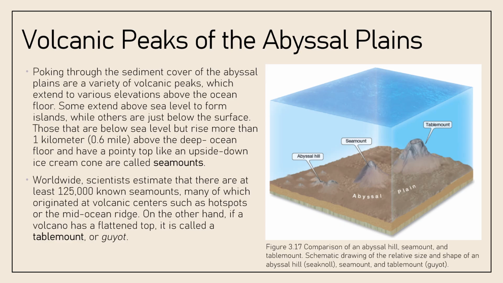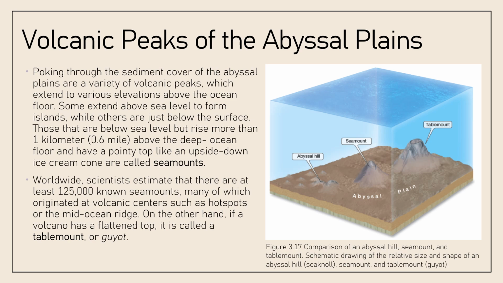So poking through the sediment cover of the abyssal plains are a variety of peaks which are volcanic and extend to various elevations from the ocean floor. Some extend above sea level to form islands, while others are below the surface. Those that are below sea level but rise more than 1 kilometer above the deep ocean floor and have a pointy top, like an upside-down ice cream cone, are called seamounts.